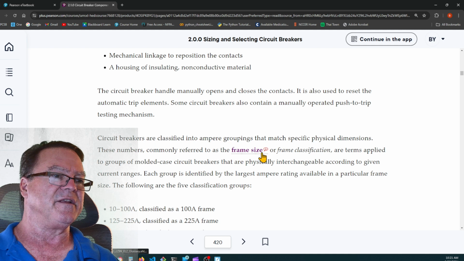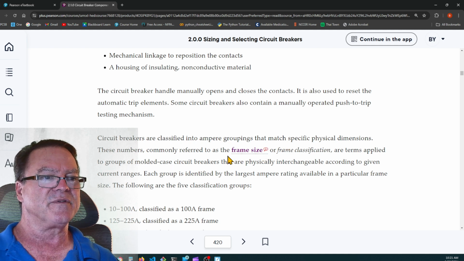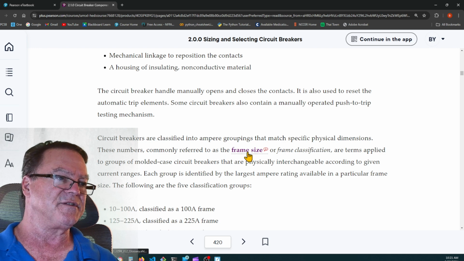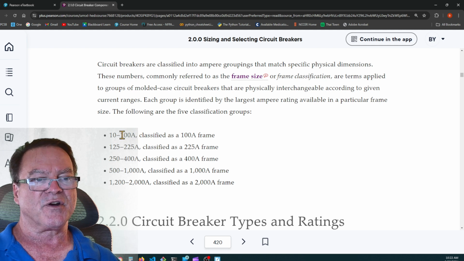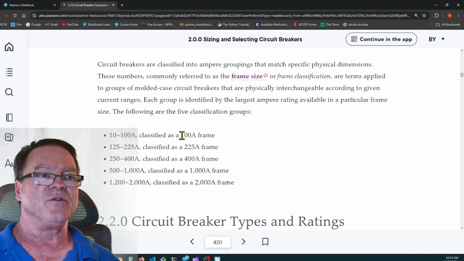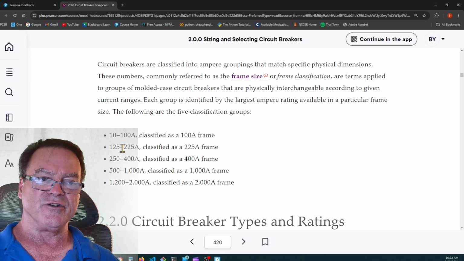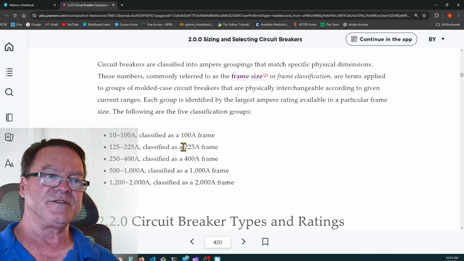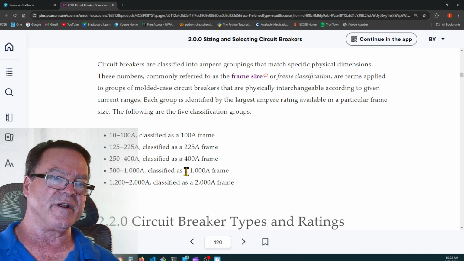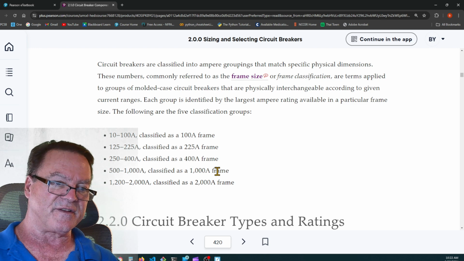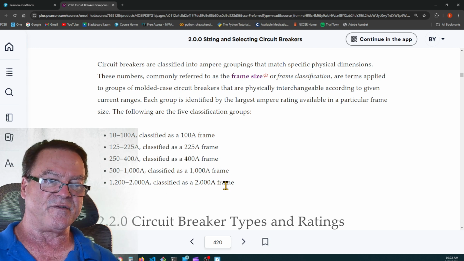Circuit breakers are classified into amperage groupings that match specific physical dimensions. These numbers are commonly referred to as the frame size or frame classification. They always take the largest amperage circuit breaker in that class. So between 10 amps and 100 amps, those frame sizes are classified as a 100 amp frame size. 125 to 225 are classified as 225 amp frame size. 250 to 400 are classified as 400 amp, and up to 1,000 amp is classified as 1,000. 2,000 amp is classified as 2,000.